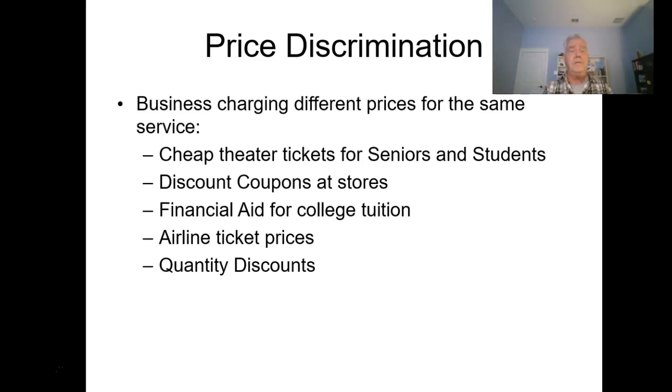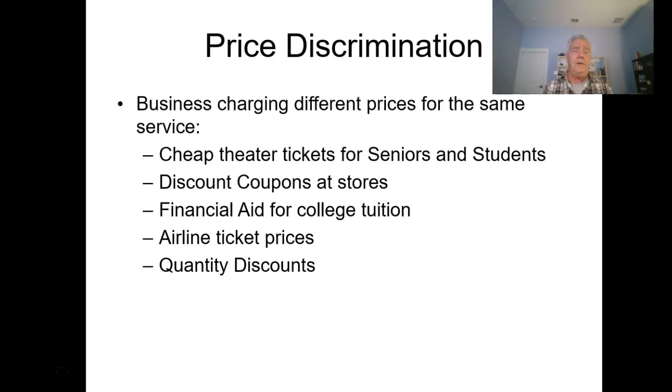Let's take the example of theater tickets. Seniors pay a lower price and students pay a lower price for theater tickets than the general theater goer. Discount coupons at stores: in an effort to buy their products, the stores issue coupons, or you become part of their system, their point system. Financial aid for college tuition: you can get financial aid only because you're going to college.